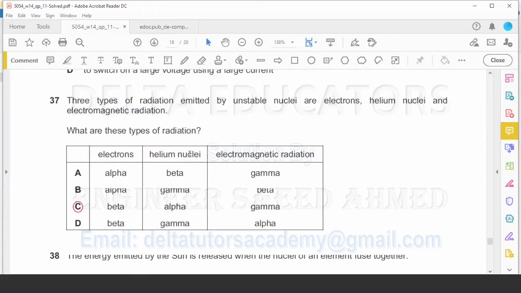Here it is given helium nuclei. Alpha particles are positively charged and a nucleus has protons. Protons have positive charge. So we can say alpha particles are identical to helium nuclei. And gamma rays have no charge and also no mass. They are just electromagnetic radiation. So gamma rays are electromagnetic radiations and it is given in option C. So our correct option is option C.